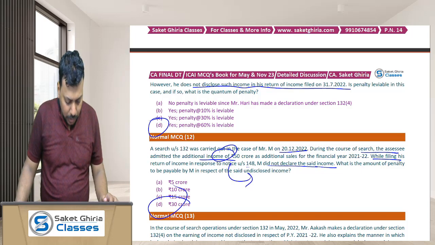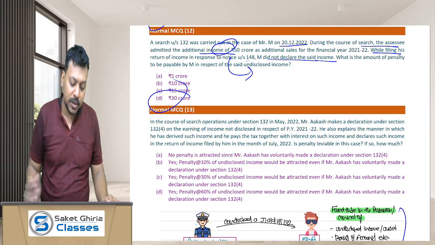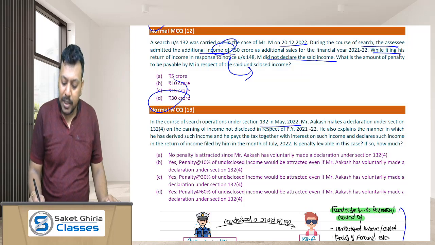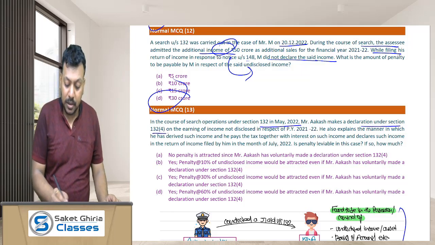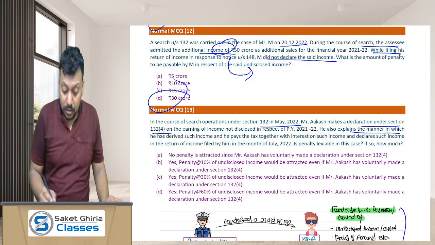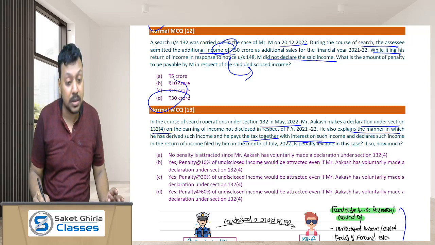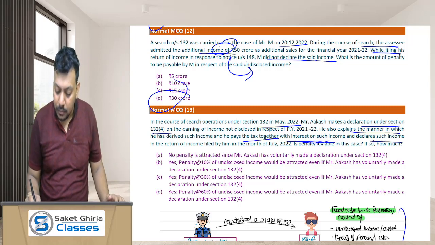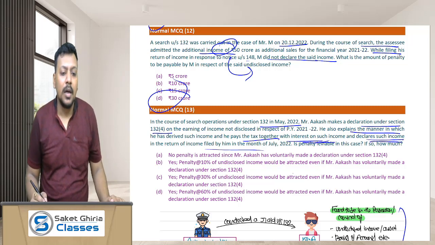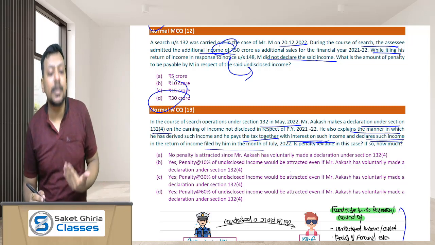Okay, so moving further, normal MCQ question number 13. In the course of such operation under section 132, Mr. Akash makes a declaration. Means first step is completed. He also explains the manner. Means second step is completed, and pays the tax together with interest. Means third step is also completed, and declares such income in the return. Means Mr. Akash is India's most voluntary compliant person.